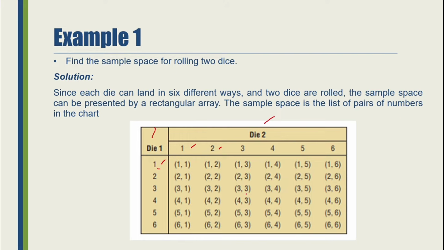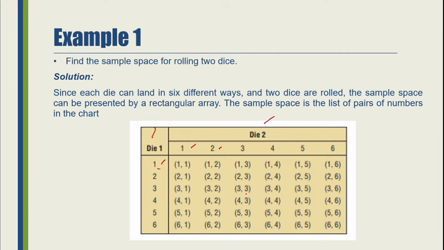Because we could pair 1,1, 1,2, 1,3, 1,4, 1,5, and 1,6. Or we can have 5,1, 5,2, 5,3, 5,4, 5,5, and 5,6. Depending on the result of an experiment, that is what we call an outcome.